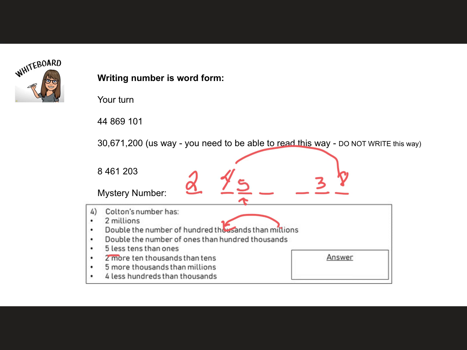5 more thousands than millions. So this was our millions. We're putting a number into the thousands place. 5 more than that. 5 plus 2 is 7. And then 4 less hundreds than thousands. So this is our thousands. We need 4 less than that is 3. So my answer then would be 2,457,338. There we go.